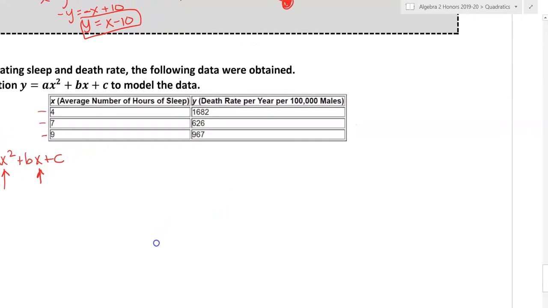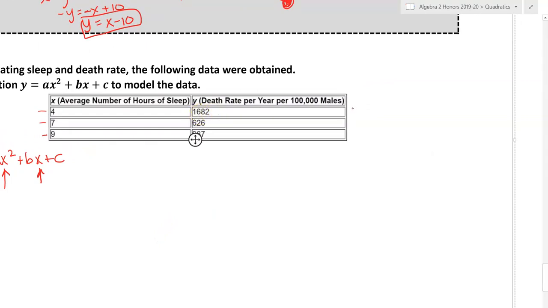So in this particular case, 1682 is your y, 4 is your x.